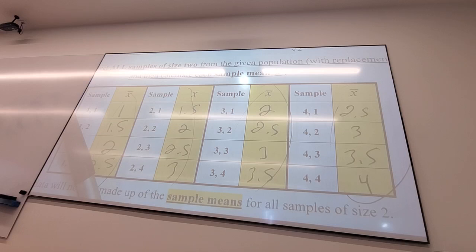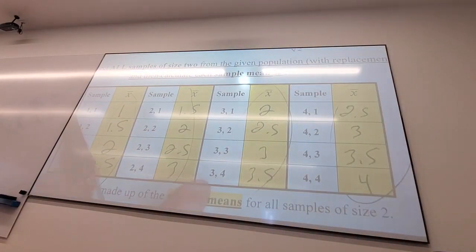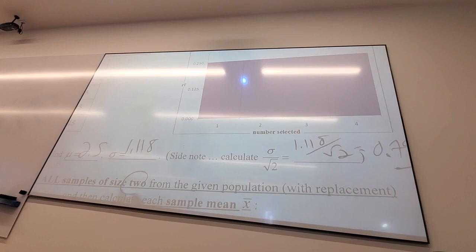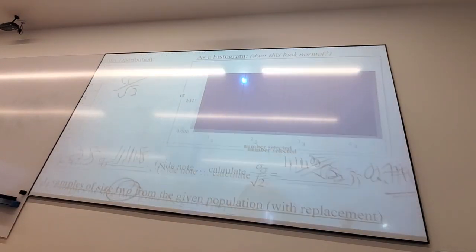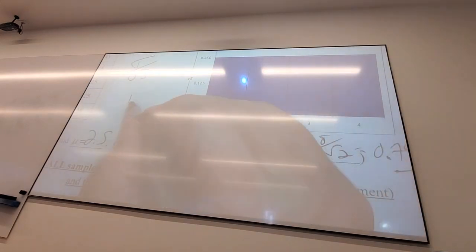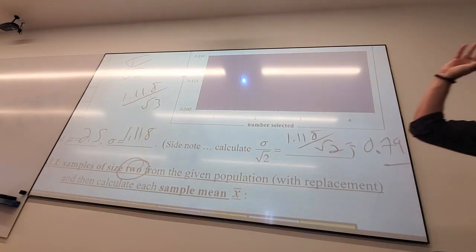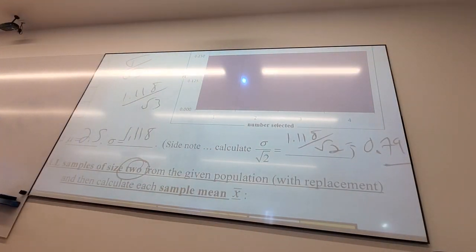So, thank God we have a way to know ahead of time exactly what the standard deviation would be. If I took samples of size 3 instead of 2, what would the standard deviation become? 1.118 divided by the square root of 3. Whatever that is, that would be the standard deviation for all groups of size 3.